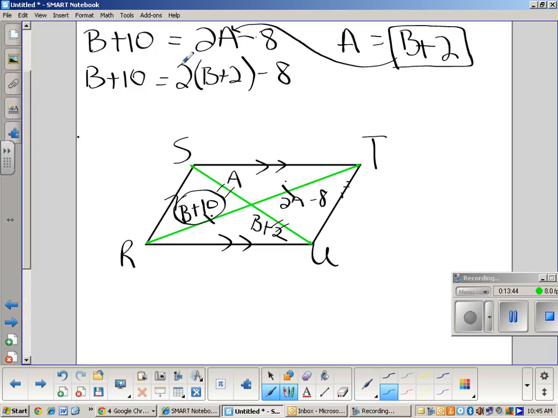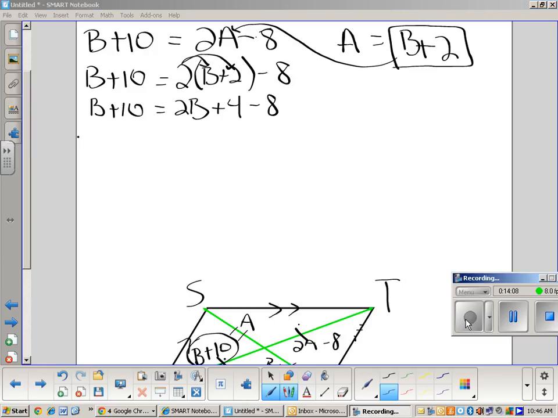So the first thing I'm going to do is distribute here. I'm going to rewrite everything on this side because I'm not doing anything. So I have B plus 10 equals 2 times B, which is 2B, and 2 times a positive 2 is a positive 4 minus 8. I'm going to run out of room, so I may move this down here. But what would be your next move? Now I've got all that moved out of the way. There's a couple different options, but let's just stick with one direction. Ryan, what would you do next?